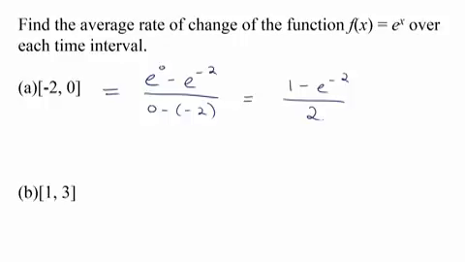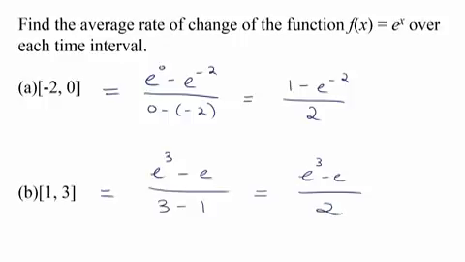Part B, now our interval is from 1 to 3, so this would be equal to e cubed minus e to the first power, or e, over 3 minus 1, so we get e cubed minus e all over 2. We start with this idea and work with it to find the tangent to a curve at a certain point. Here's a description of what we can do.